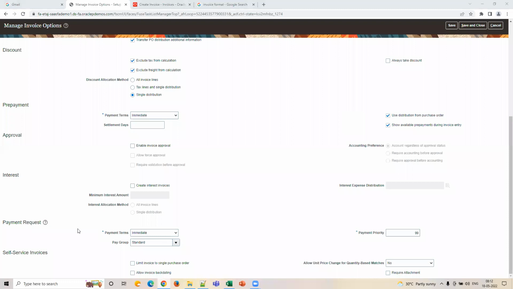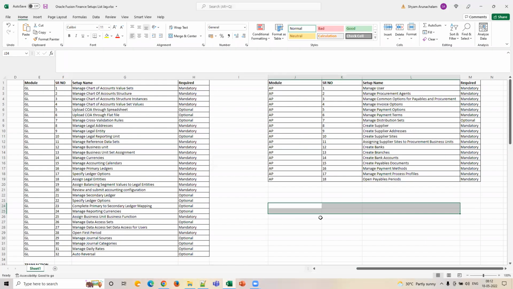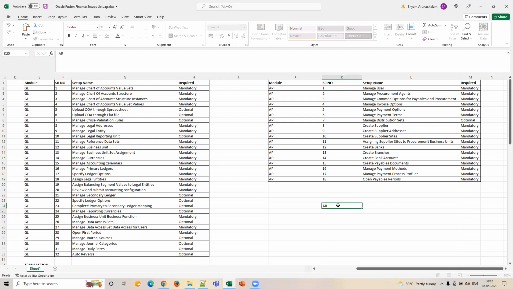Okay. Next, payment request. What is payment request? This payment request will be covered in AP itself, no problem. So a payment request will come from your accounts. It may come from your accounts receivable module. How from the accounts receivable module?